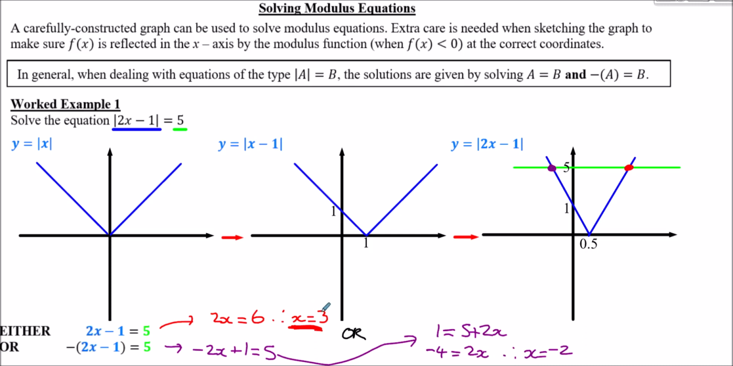So either x is 3 or x equals minus 2. Those are the two solutions for worked example 1.